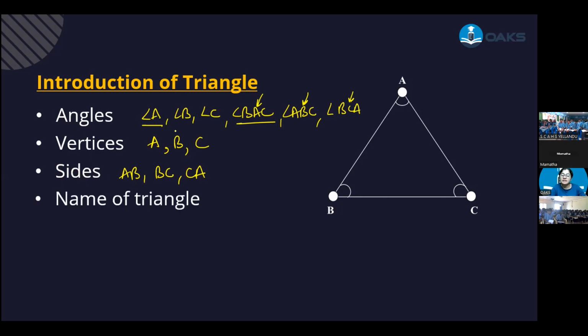Now let's talk about the name of the triangle. The name of the triangle looks like this with the triangle sign, and we have triangle ABC, or we can say triangle BCA, or we can say triangle CAB. So there are so many names of one single triangle. I hope you understood how the components of triangles look like: angles, vertices, sides, and the name of the triangle. Everybody got this?